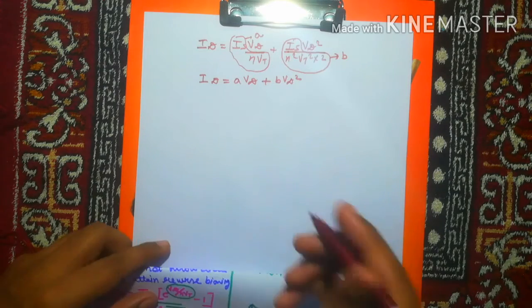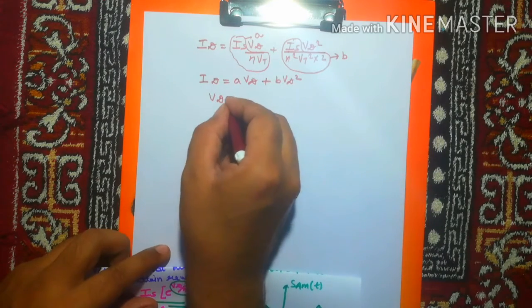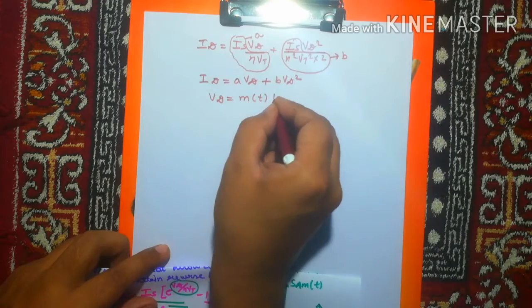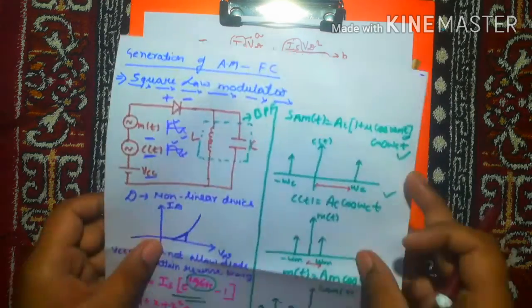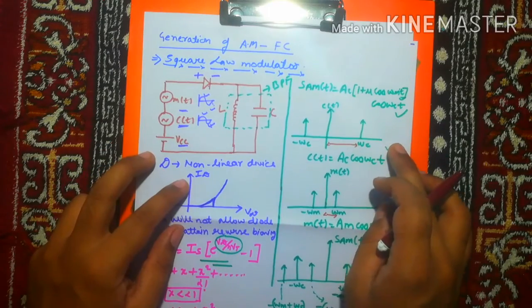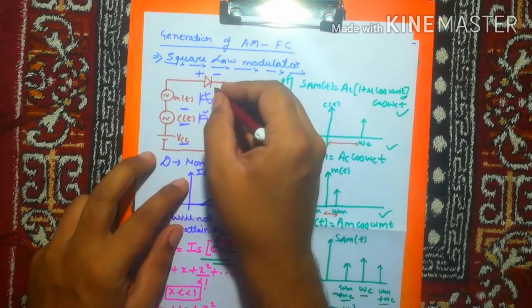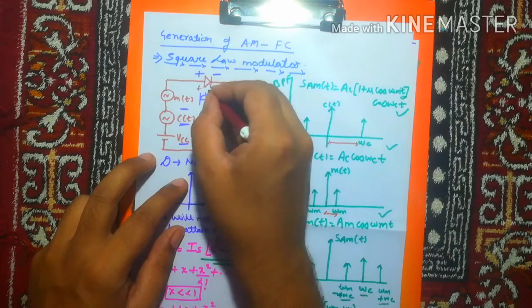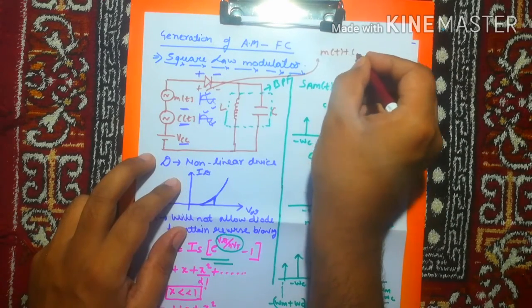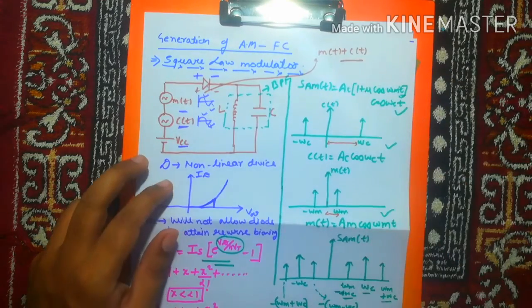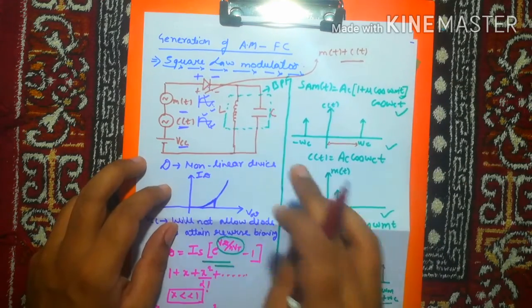Now I can write Vd such that it equals Mt plus Ct. How can I write this equation? You are seeing that I have written this voltage across the diode as Mt plus Ct. How can I write this, because the circuit contains L and C also?